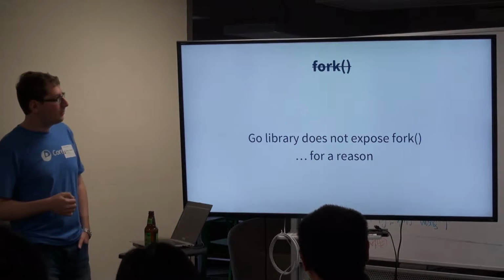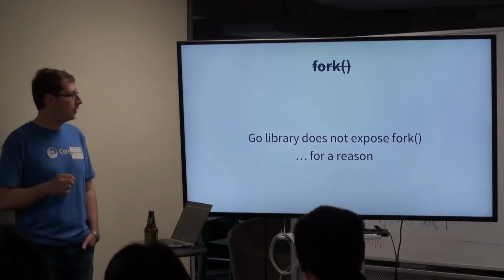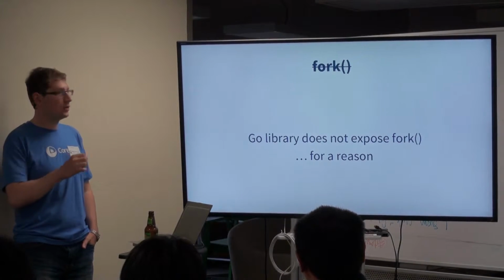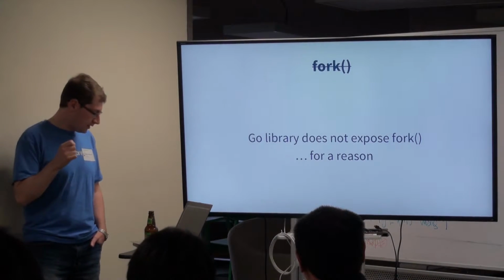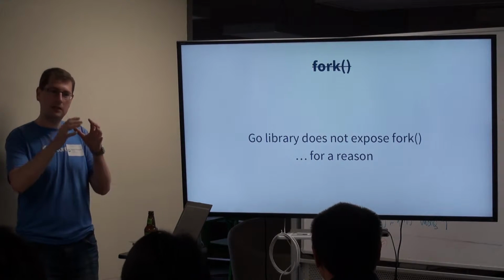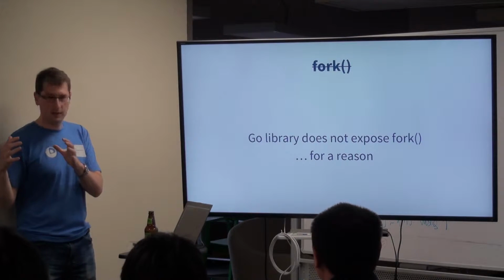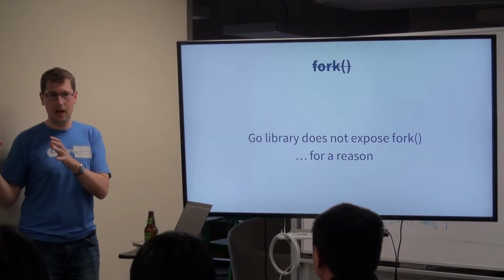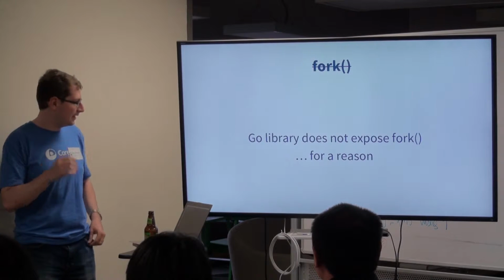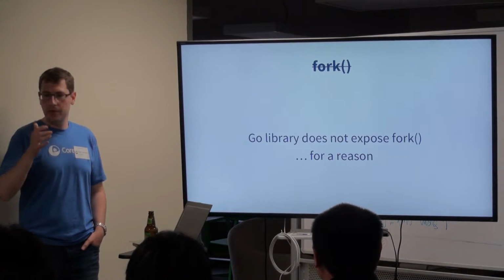But there are problems. The first problem when you deal with Go and systems programming is that there is no fork. Now, fork is a fundamental system call of the Unix operating system. You take a process, you fork, you get a parent-child relationship. The child is basically an exact copy of the parent. Go does not expose it in any of the APIs.